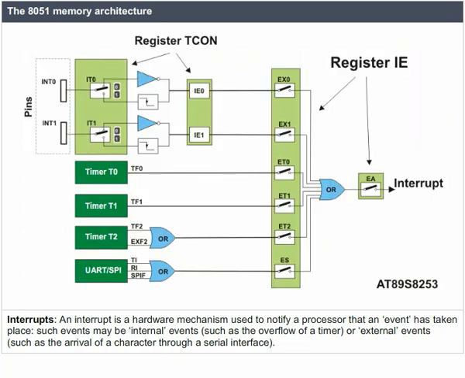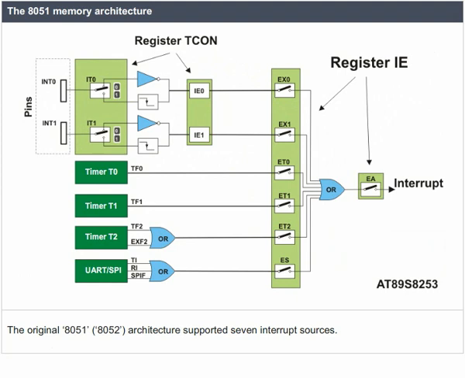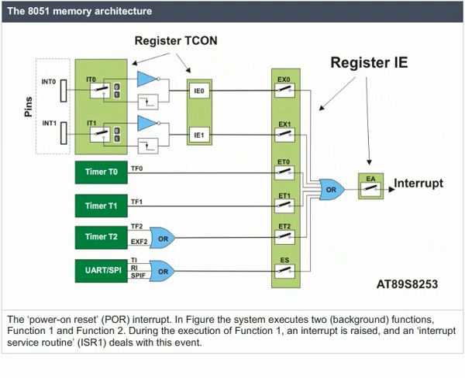Interrupts. An interrupt is a hardware mechanism used to notify a processor that an event has taken place. Such events may be internal events, such as the overflow of a timer, or external events, such as the arrival of a character through a serial interface. The original 8051/8052 architecture supported 7 interrupt sources: 2 or 3 timer or counter interrupts, 2 UART related, two external interrupts, and the power-on reset (POR) interrupt.